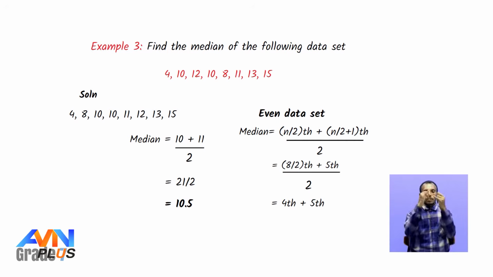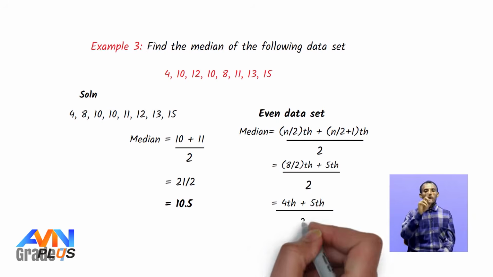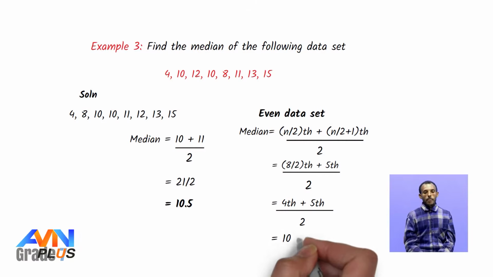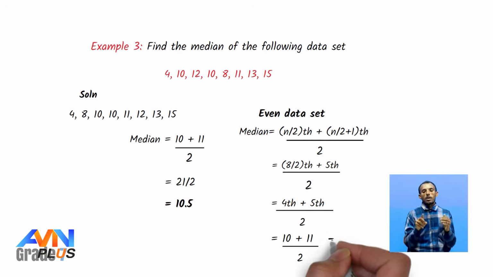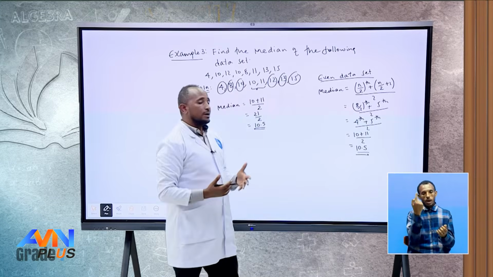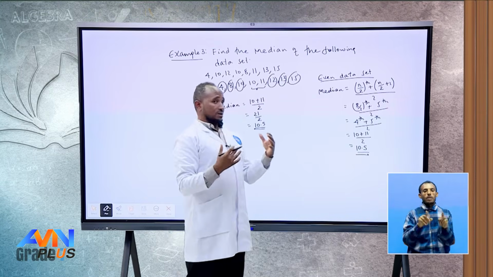So here, let's count the numbers. 1, 2, 3, 4. The 4th item is 10 plus the 5th. The 5th item is 11. You divide this by 2. 10 plus 11 is 21 over 2. This is 10.5. We got the same answer. So we can use either this or that method to find the median of a given data set when the number of data is even.